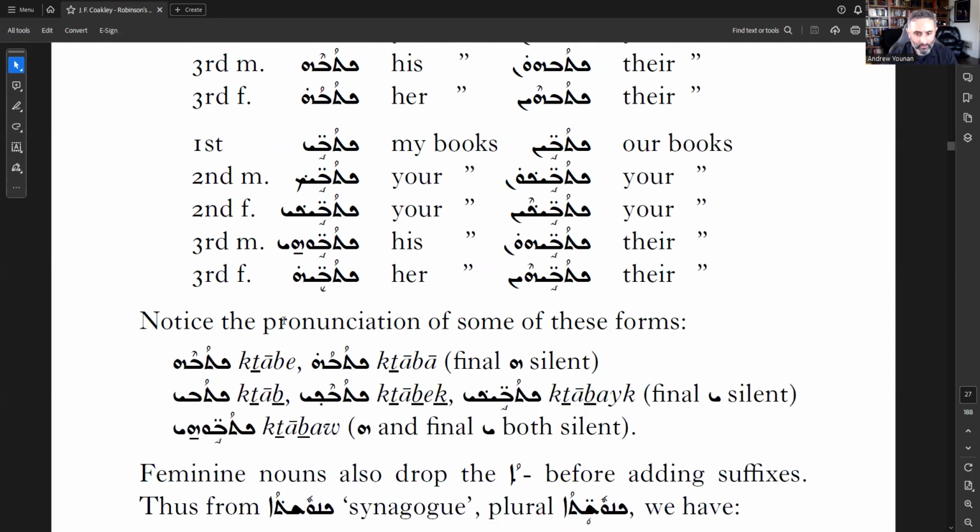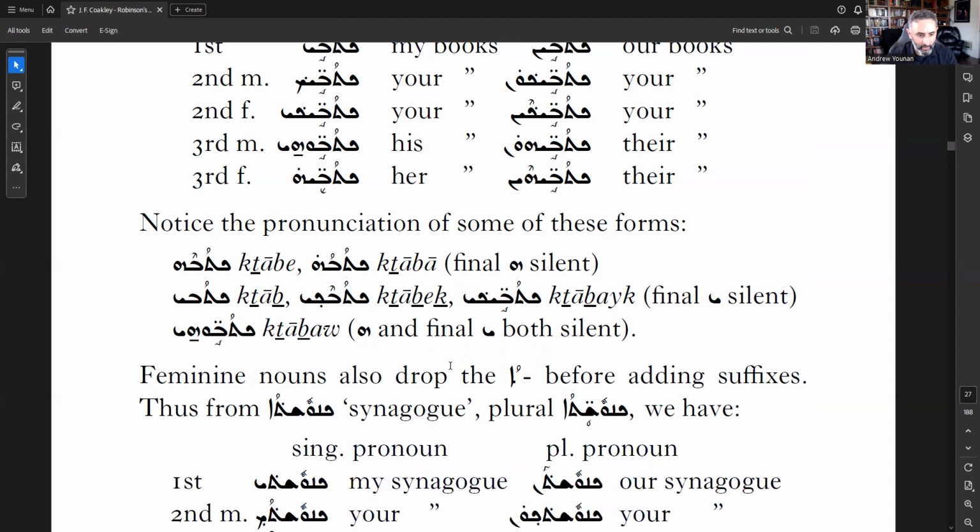Notice the pronunciation of some of these forms. Kthawah, final he silent. Is it? I don't think it's okay to say kthawa. I guess there's nothing wrong with saying kthawe and kthawa. He's noting how weird it is to not pronounce the yod. Kthawaik, the final yod is silent. Yeah, that's right. Kthawau, he and final yod both silent. Okay, I already talked about that.